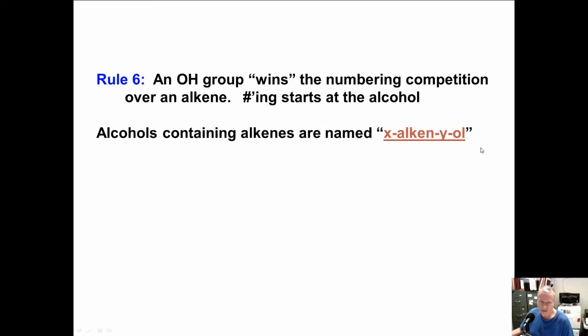Okay, so meaning that if I have this molecule, I don't number from the left. I actually number from the right. And the naming, what do you think? X-alkene-Y-ol. It looks like it's going to be 2-propen-1-ol. That's the formula: 2-propen-1-ol, not 1-propen-3-ol.